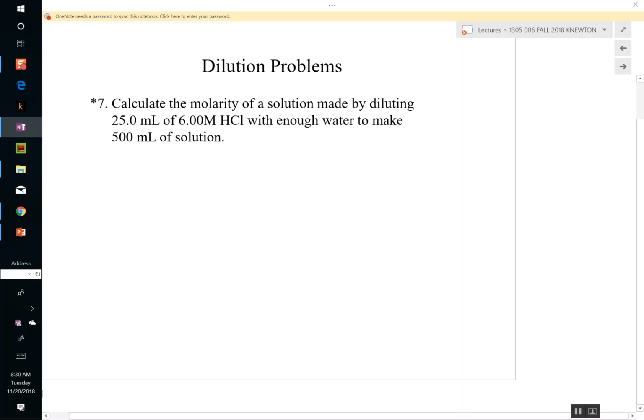All right. Do this problem. Now analyze the problem to find out what it is they want you to calculate. Figure out what is M1, what is M2, what is V1, what is V2. What's your unknown? What are they asking you to calculate?